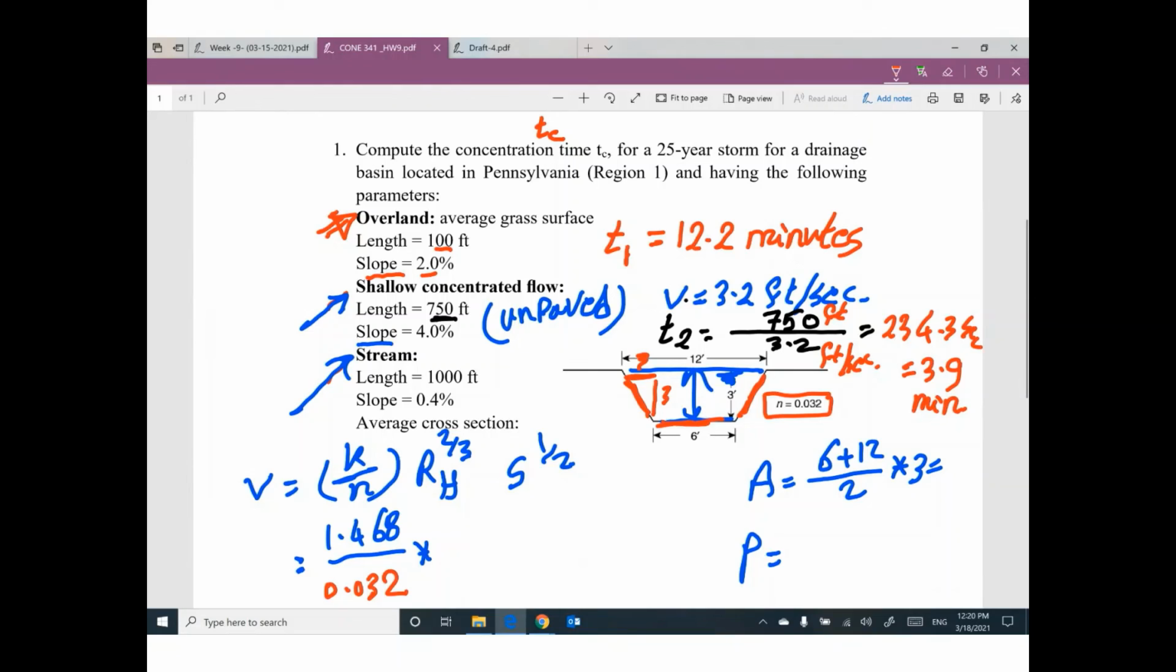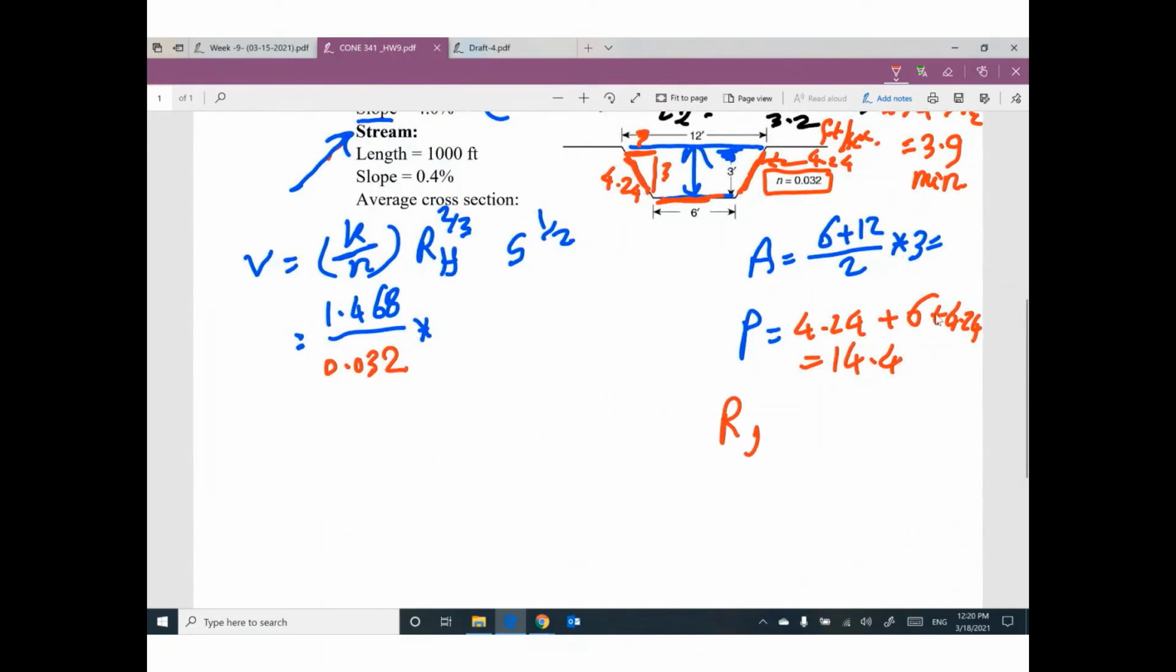So this one will be the square root of 3 squared plus 3 squared. It will be 4.24. And this one will be 4.24. So the wetted perimeter will be 4.24 plus 6 plus 4.24. Your answer will be 14.4. So the hydraulic radius will be the area, which is 27, divide 14.4, 1.875. So 1.875 to power 2/3.